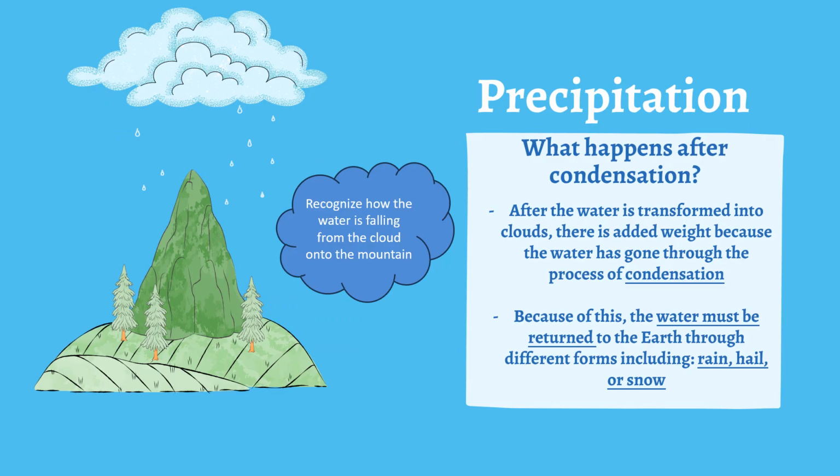Furthermore, step 3, precipitation. But what happens after condensation? After the water is transformed into clouds, there's an added weight because the water has gone through the process of condensation. Because of this, the water must be returned to the earth through different forms, including rain, hail, or snow. Also, take a look and recognize how the water is falling from the cloud onto the mountain in the graphic.